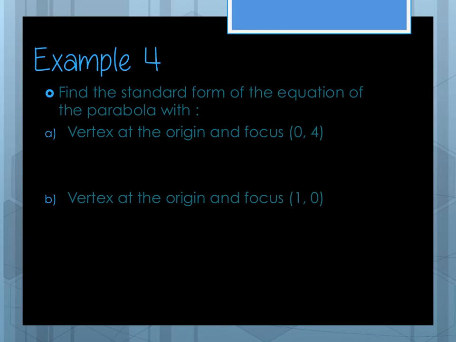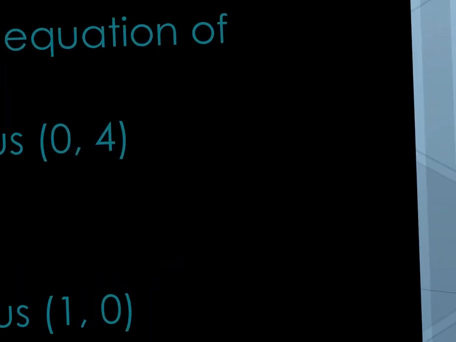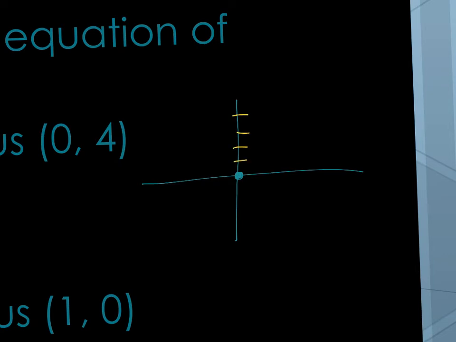So if I have a vertex at the origin and a focus at (0, 4), then it would look something like this, right? Vertex at (0, 0), focus at (0, 4). 1, 2, 3, 4.